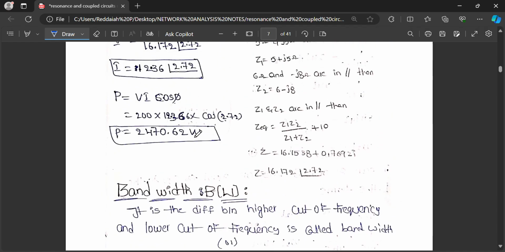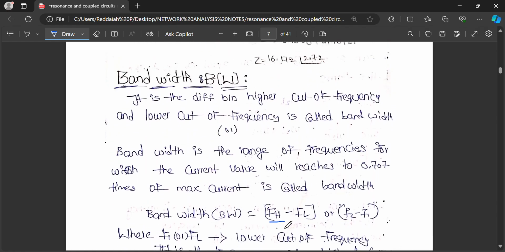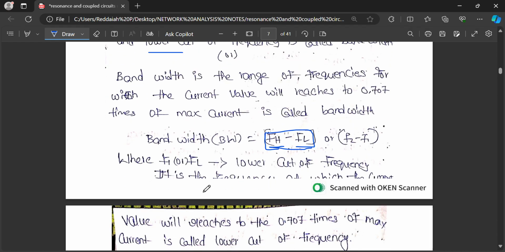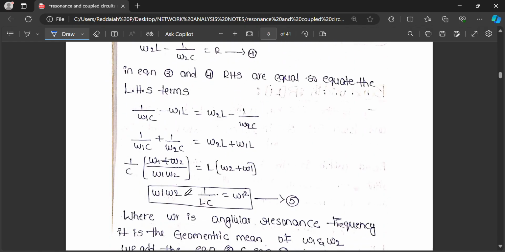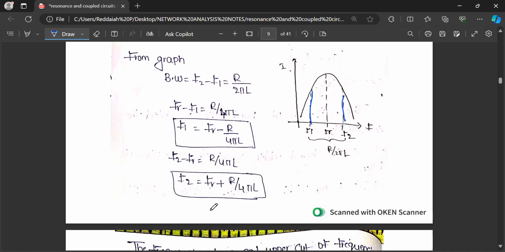This is about frequency resonance. Bandwidth. What is bandwidth? Bandwidth is the difference between higher cutoff frequency and lower cutoff frequency. The range of frequency over which the signal can transfer, that is called bandwidth. Simply, the difference between two frequencies, higher cutoff and lower cutoff, f2 minus f1, where f1 is the lower cutoff frequency. Now we will see the resonance bandwidth. You can see here the lower cutoff frequency and the higher cutoff frequency. From that, bandwidth equal to f2 minus f1.